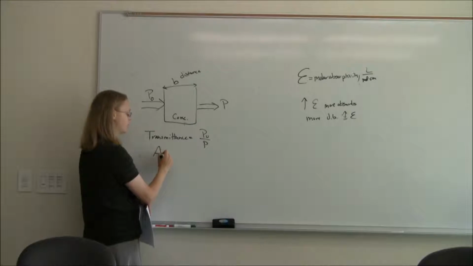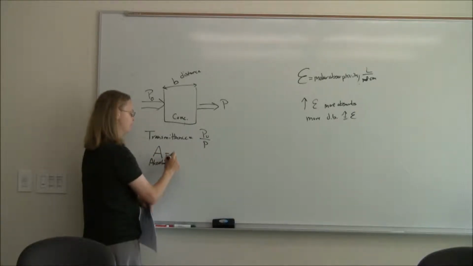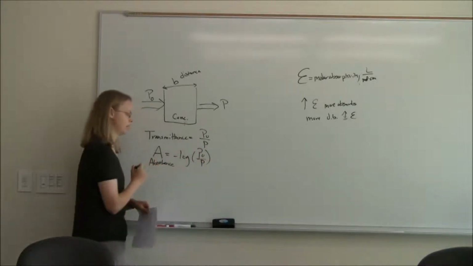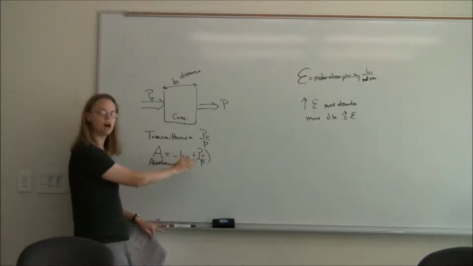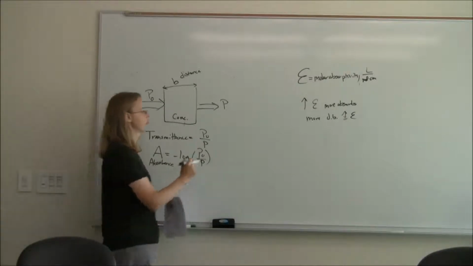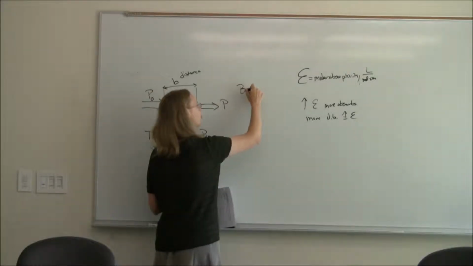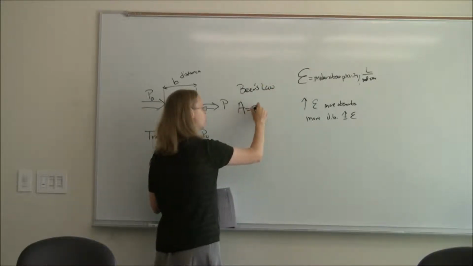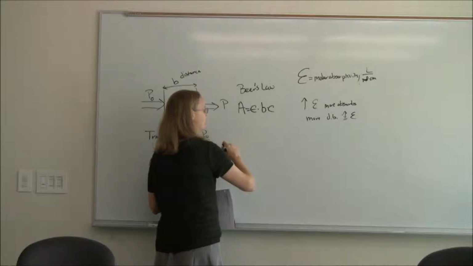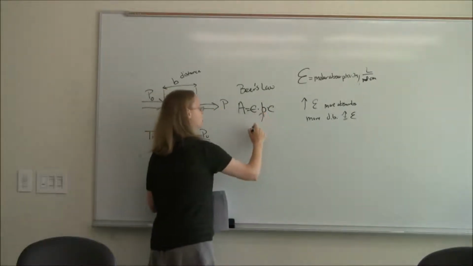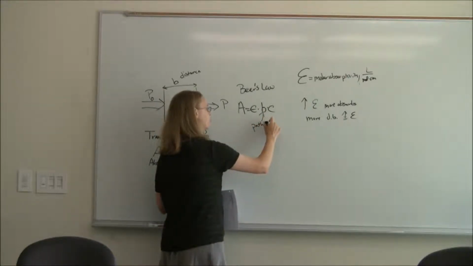And absorbance ends up being minus log of the transmittance. So minus the log of the transmittance gets you there. And so it puts a log in there. And so right then we get to Beer's law, which says absorbance is equal to molar absorptivity times the path length times the concentration. Again, we defined b up here as the path length, the distance that it has to go across.